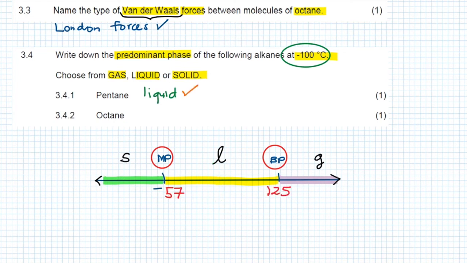In question 3.4.2, we're dealing with octane. So octane's melting point is negative 57, while its boiling point is 125. Negative 100 is a smaller number than negative 57. So because of that, we know that octane is in the solid phase. And for 1 mark, we write down the word solid.